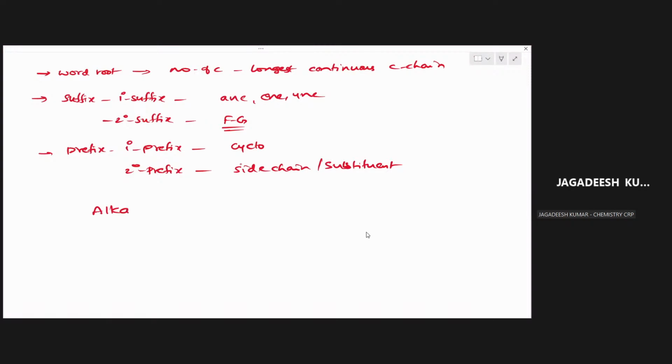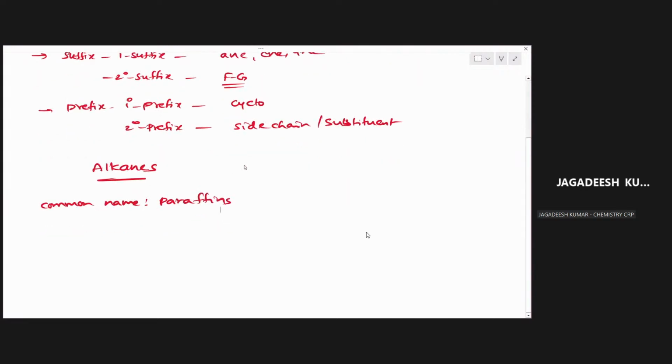Regarding alkanes, alkanes means nothing but saturated hydrocarbons. The common name of alkanes is paraffins. Para means little affinity, meaning they are less reactive. Paraffin means little affinity towards the reaction or towards the chemical reagent.